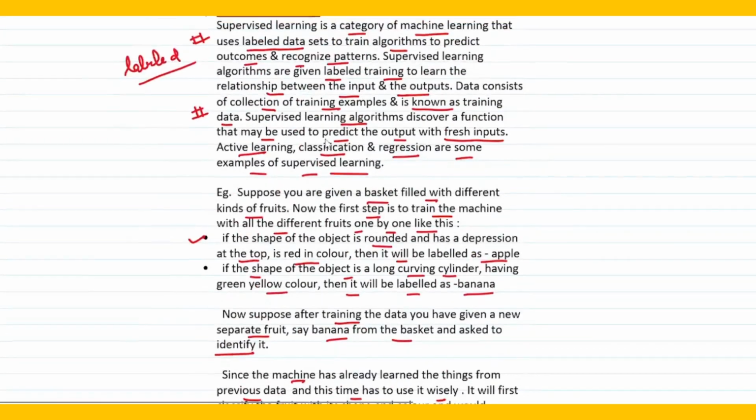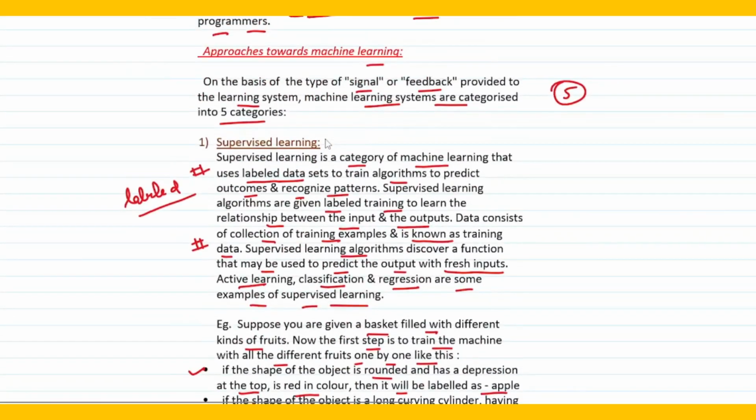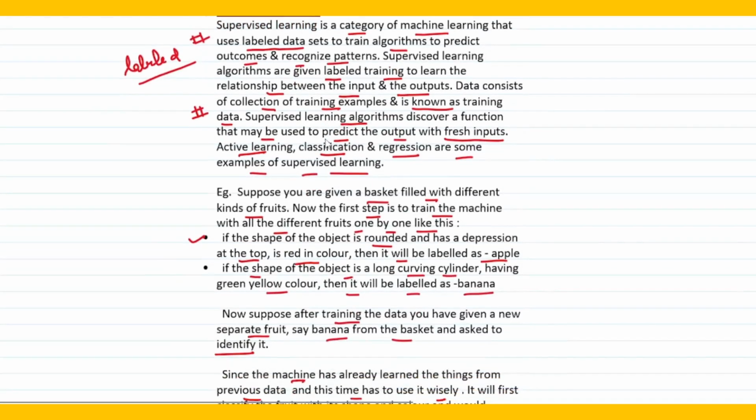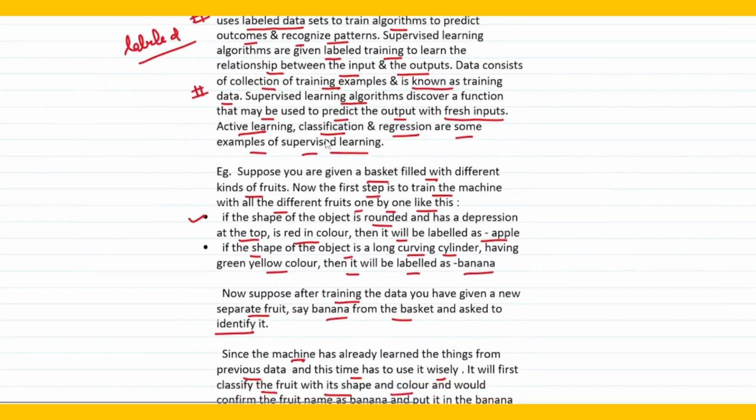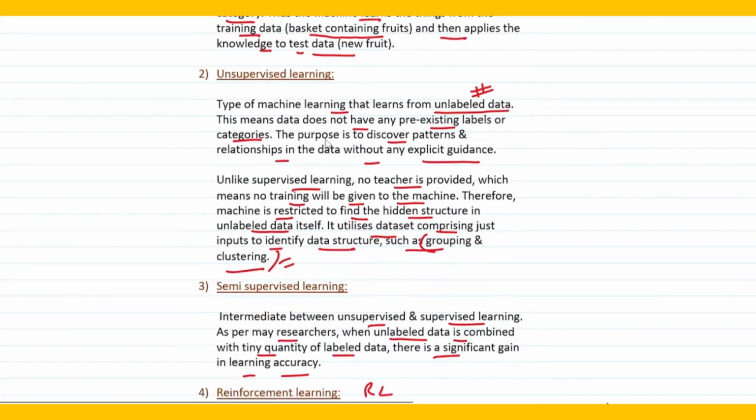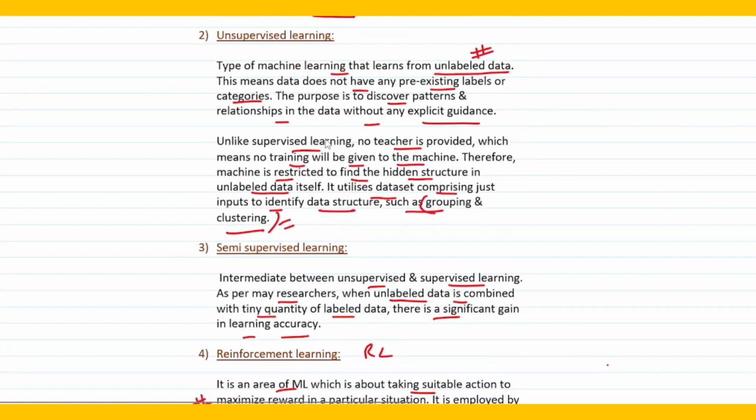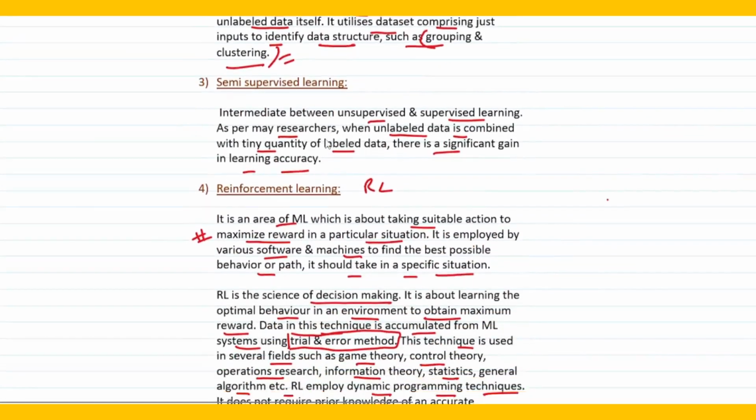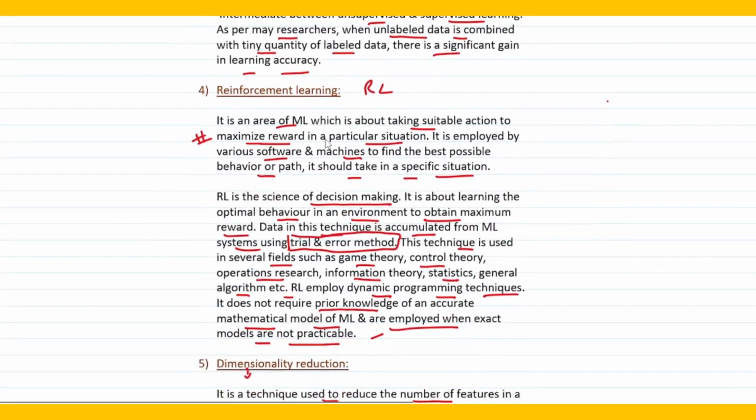So with this we finish machine learning. So what are the approaches towards machine learning? Machine learning is basically categorized into 5 different techniques, right? What are these categories? The first is supervised learning. Supervised learning talks about what? It talks about labeled data. Then you have unsupervised learning, which refers to unlabeled data. Semi-supervised learning, which acts as a link between supervised and unsupervised learning.